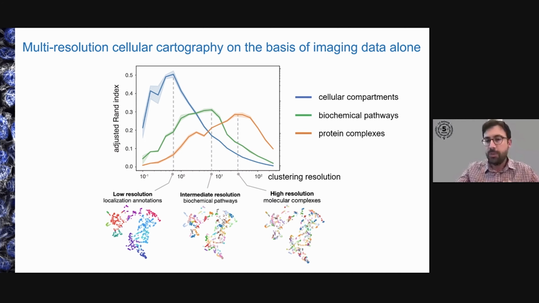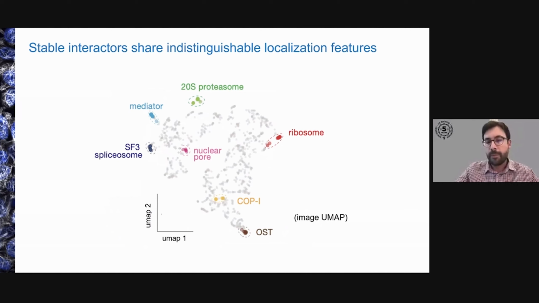So let's look a little bit more at this example of protein complexes. Next slide, please. So what I'm showing you here are different subunits of giant molecular assemblies, things like the ribosome, the nucleopore, and so on. And you can see that these subunits from the same big complexes fall right next to each other in image space. Next slide.